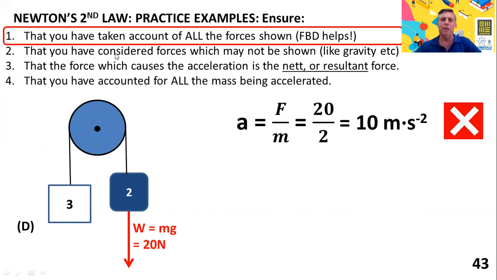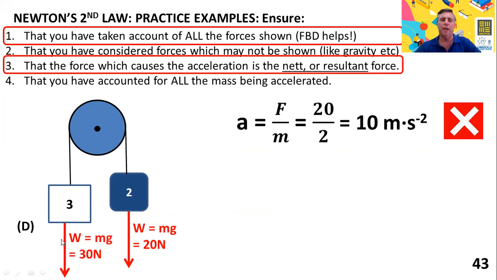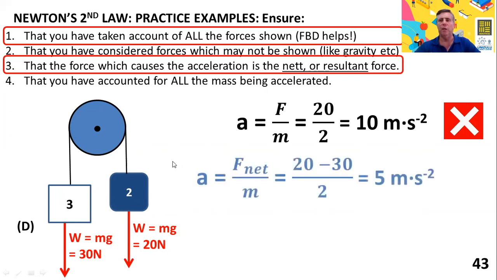So you haven't taken account of all the forces shown because we have another force over here, which is the weight of the 3 kilogram mass piece. We need to make sure that the force causing the acceleration is the net or resultant force. So the 2 kilogram experiences 20 newtons down and 30 newtons up. So let's try again. Acceleration is net force over mass, 20 minus 30 over 2. Don't worry about the sign. We just want the magnitude.